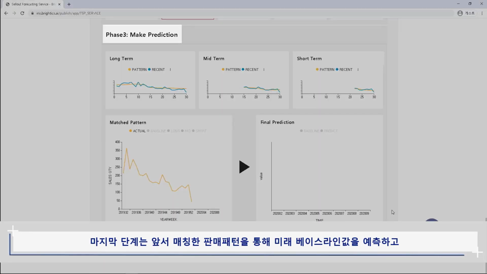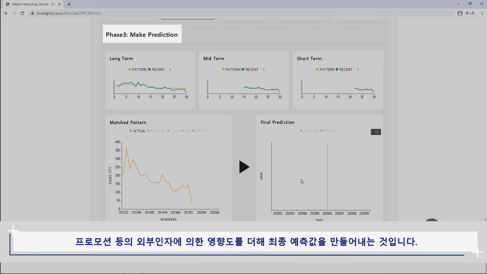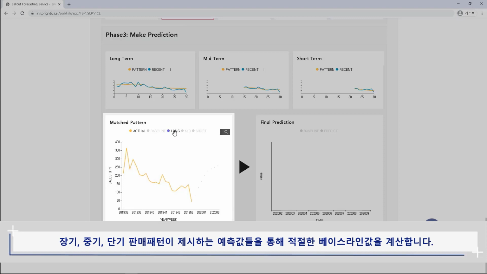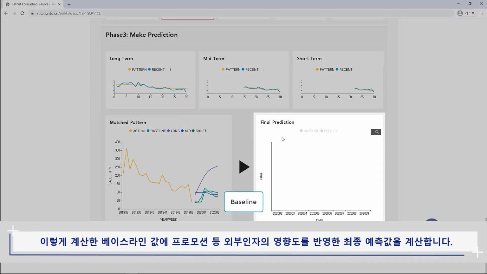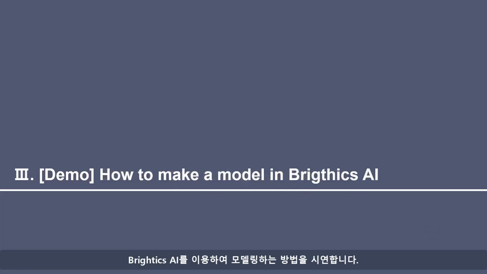The final step is to predict the future baseline value based on the previously matched sales patterns. To create the final forecast from the future values suggested by the long, medium, and short-term sales patterns, an appropriate baseline value can be calculated. On the calculated baseline value, the final predicted value is calculated by reflecting the influence of external factors such as promotions.